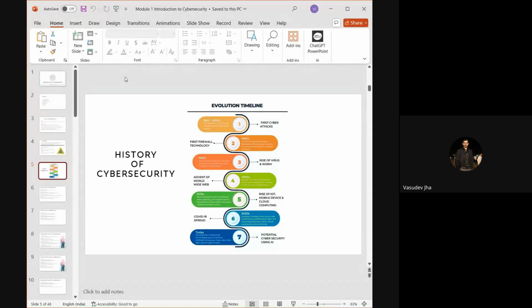And here we have the basic history of cyber security. So the first cyber attack was in 1996, from 1996 to 1916 to 1917. Then we have the first firewall technology in the late 80s. Then we have the age of viruses in 1990. Then we have the advent of the World Wide Web in 2000. And like this, we have a different timeline for cyber security.